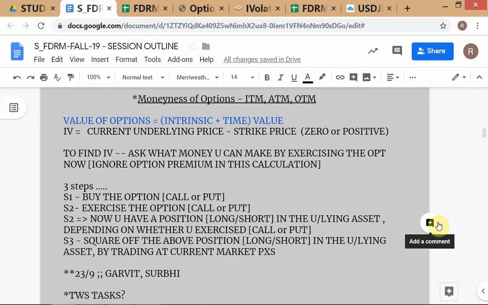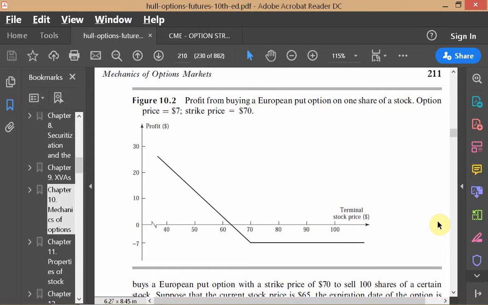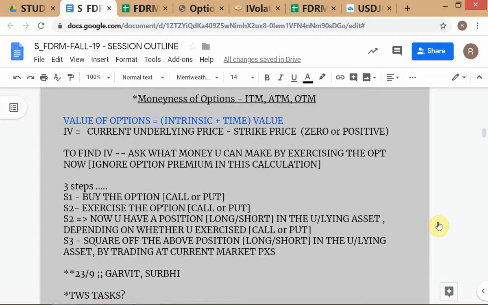So a 70 put when the market price is at 100 has no intrinsic value, because you can't make any profit by exercising it. But if the put is a 150 day put, it will still have some time value, and that time value reflects the fact that in 150 days all kinds of stuff can happen, right? So the market can suddenly shoot up or suddenly drop and the put can have value. Okay, so that is what is being reflected in the time value. So first let's recap this.